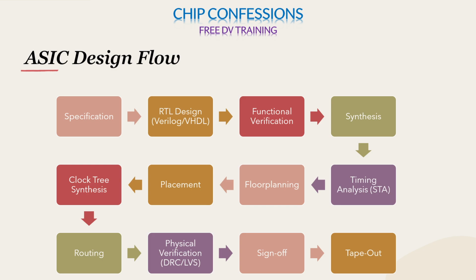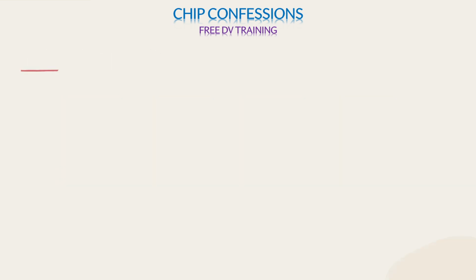Next is our ASIC verification flow. Let us see one by one what the ASIC verification flow contains. As I said, verification is the part of the ASIC design flow which makes up 60 to 70%, roughly 70%, of the design time. This shows how important verification is.